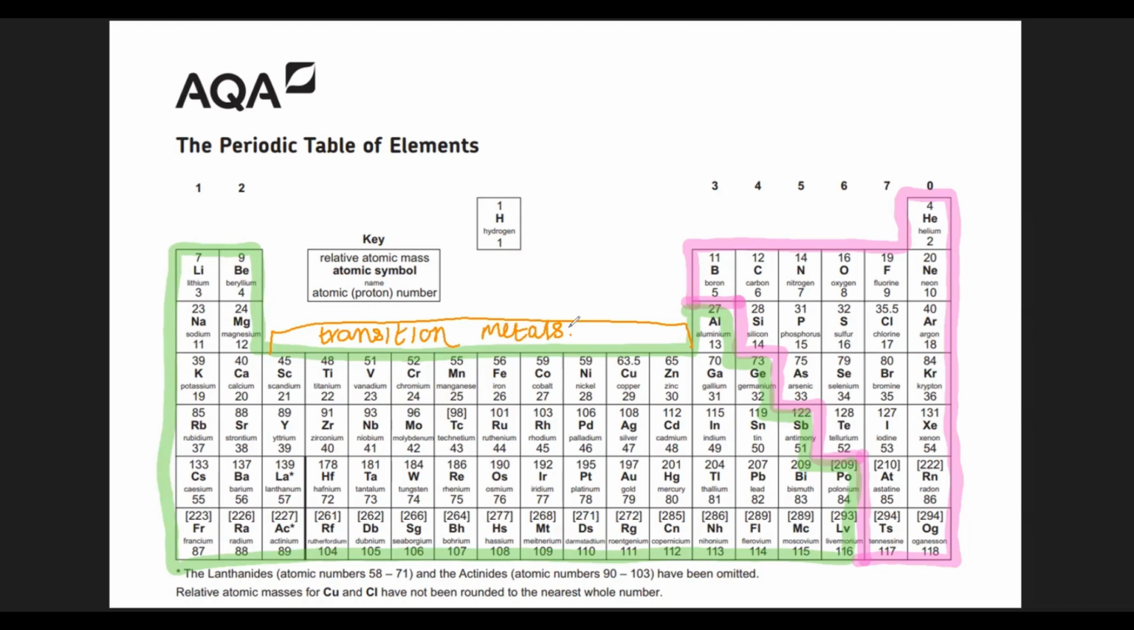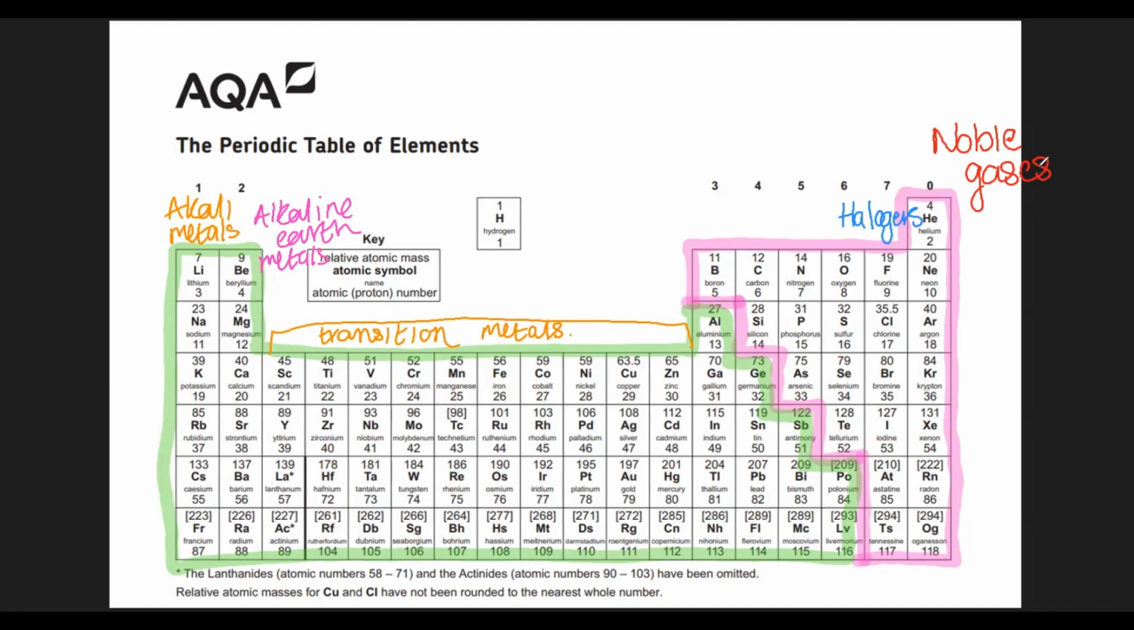Then we have group 1. Now, group 1 is our alkali metals. Group 2 are our alkaline earth metals. In the middle, we have our transition metals. You don't need to worry about anything between group 3 and group 6. Group 7 are our halogens. Group 0 are our noble gases. You just need to be able to name these for GCSE level.